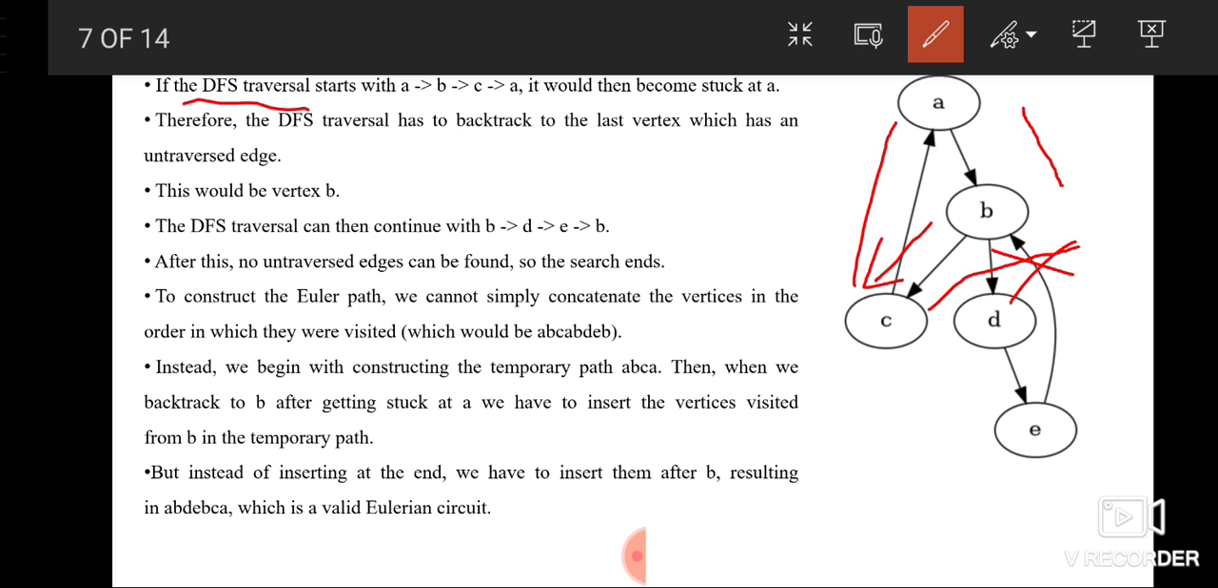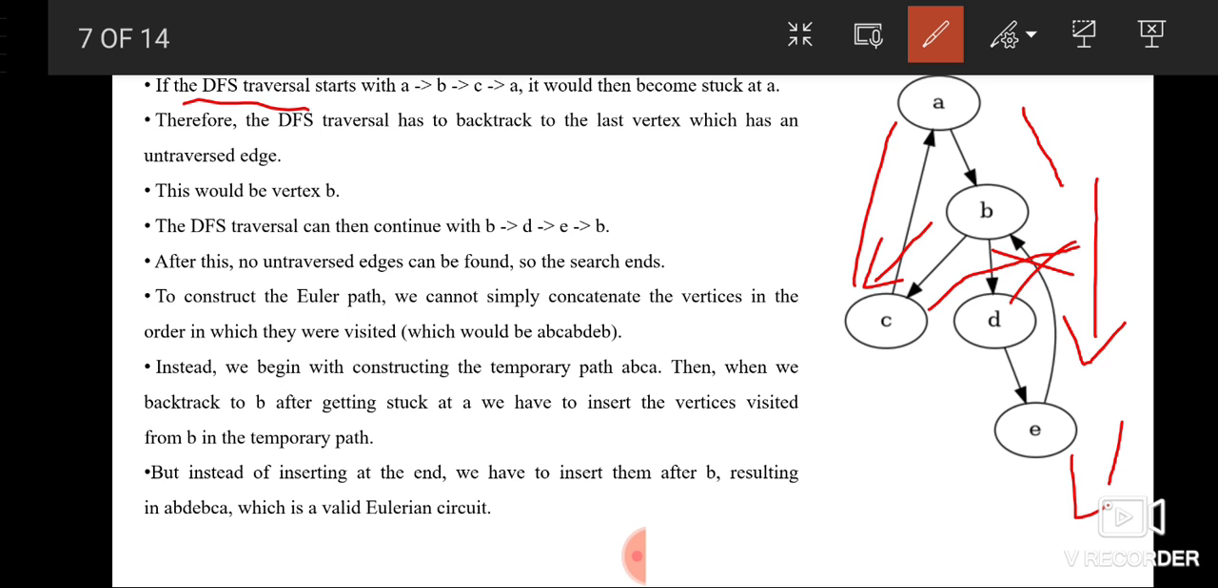From B, you can reach D. From D, you can reach E. And from E, again, you can reach B through the back edge. So now we have two different paths: A, B, C, A, and the other one is B, D, E, B. So you have to merge these two paths. But while merging, you should not merge the path at the end. You should merge the path at the beginning.